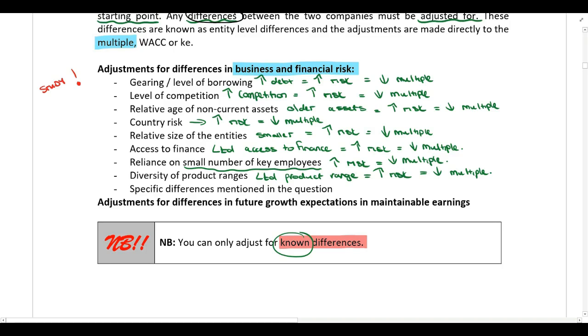Then lastly, we need to adjust for differences in future growth expectations. If the company is expected to have very good growth in the future, they will be less risky, and if they are less risky, we increase the multiple. On the other hand, if the company has poor growth expectations, that is obviously going to increase their risk, meaning that we will decrease the multiple.